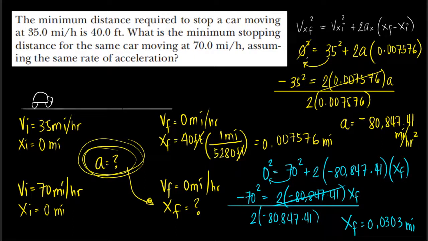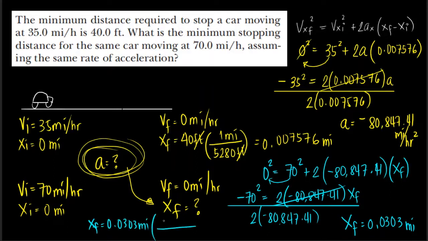So, let us compare because so far we know that the car will travel 40 feet if it's moving at 35 miles per hour. How far will it go at 70 miles per hour? So, the x of f, we convert it back to feet. Okay. With that, I will write here. So, x of f, 0.0303 miles.